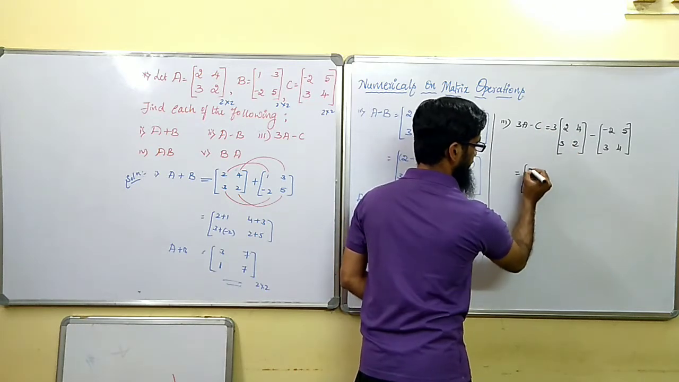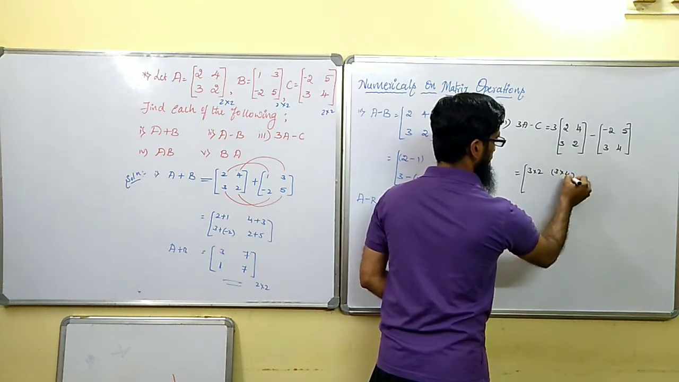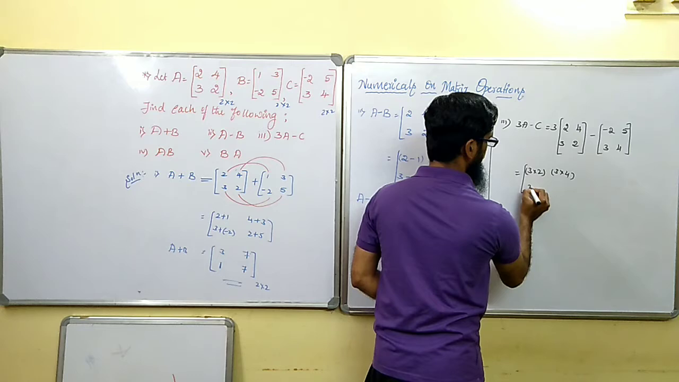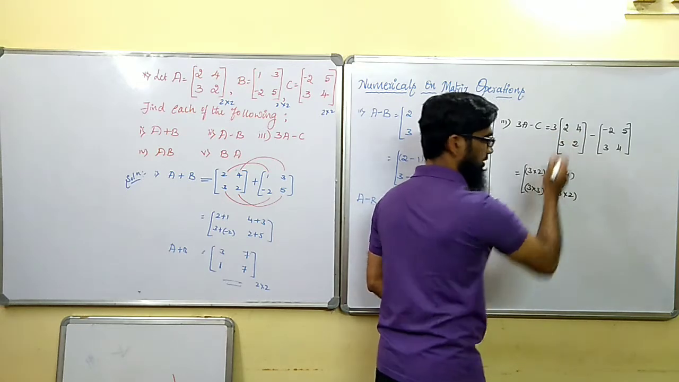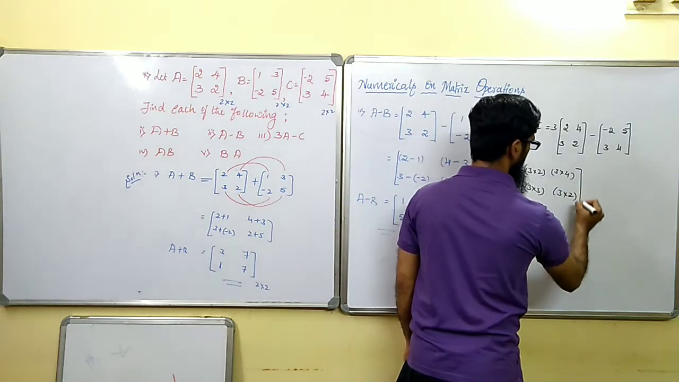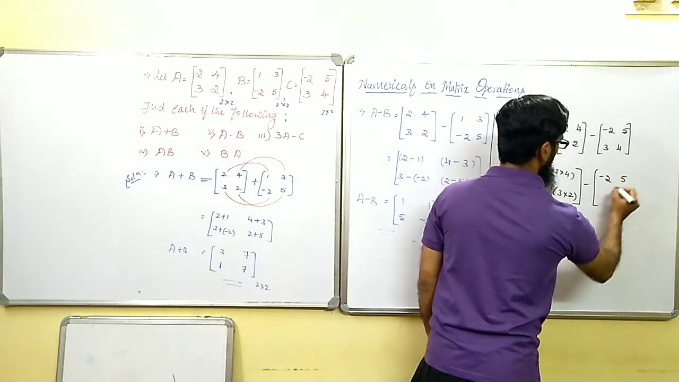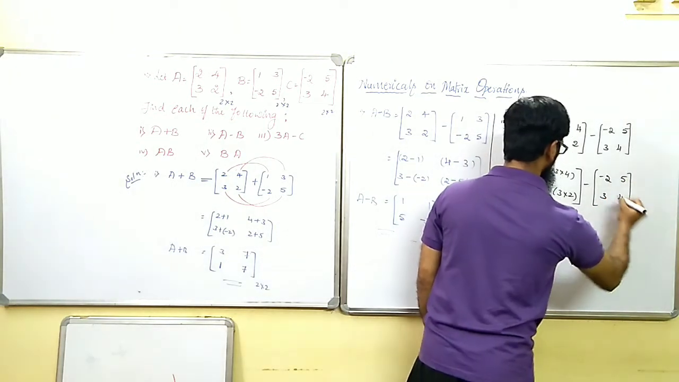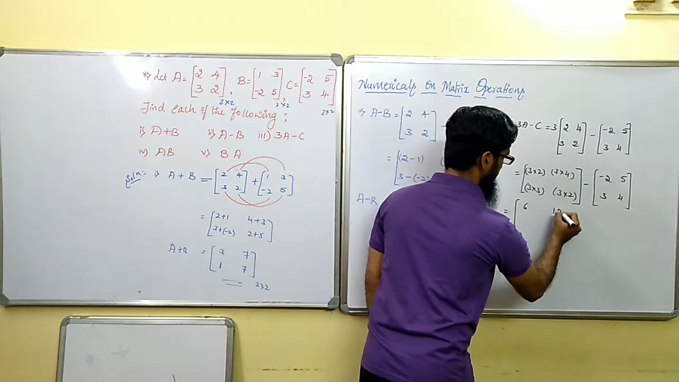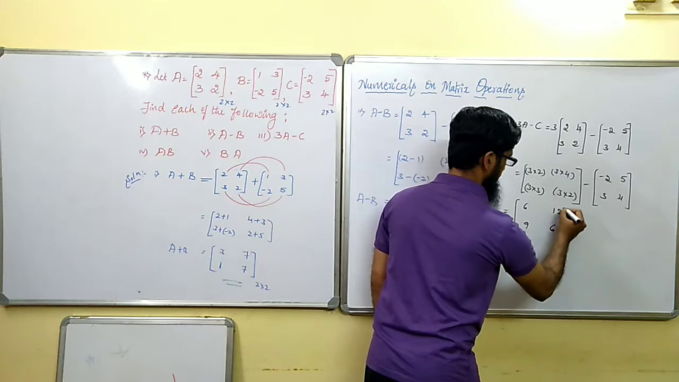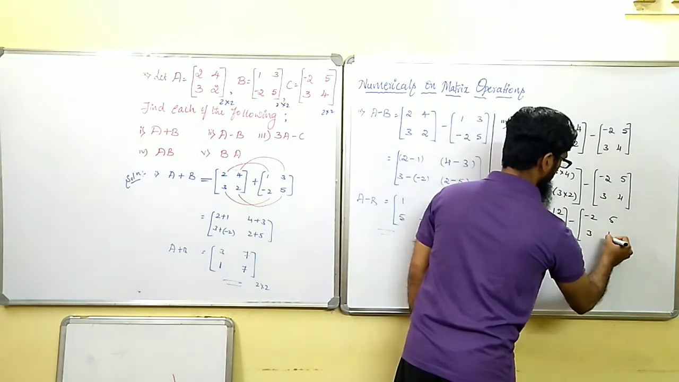is 6, again 3 into 4, 3 into 3, as well as 3 into 2. So we have multiplied all the elements of the matrix, that is scalar multiplication. After that, I'll write the same numbers for matrix C. Now simplify: 6, 12, 9 and 6. Now subtract the matrix -2, 5, 3, 4.